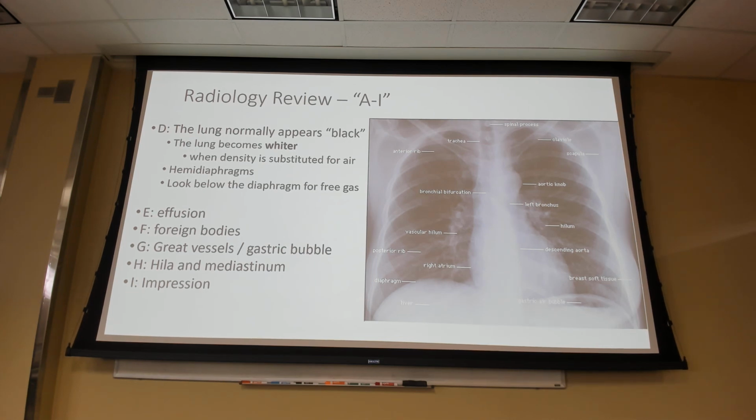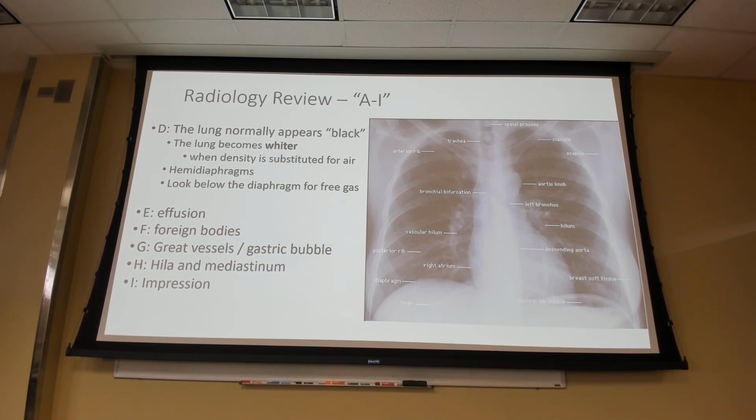Next, we look at foreign bodies. We want to look for anything abnormal that isn't supposed to be in the chest, especially when we're looking at the studies or any interventions we've done. So if they have an ET tube in, we want to make sure it's going down to the carina, and it's not in the right main stem. If we've put an NG tube in, we want to make sure it's going into the stomach.